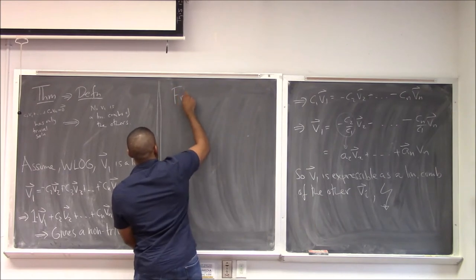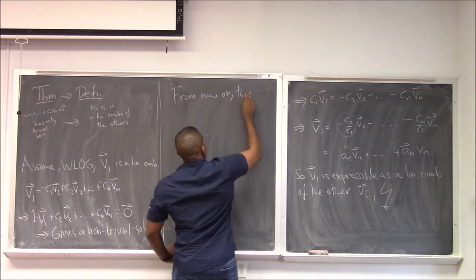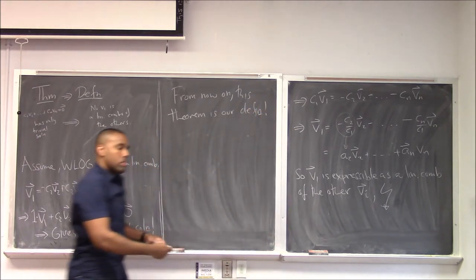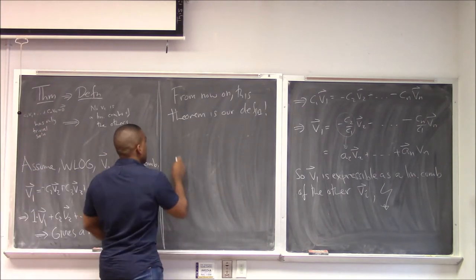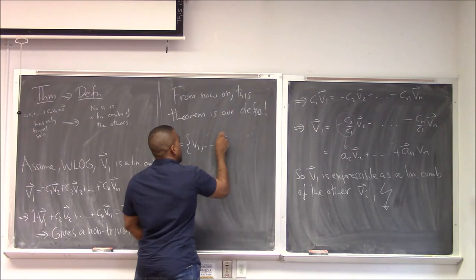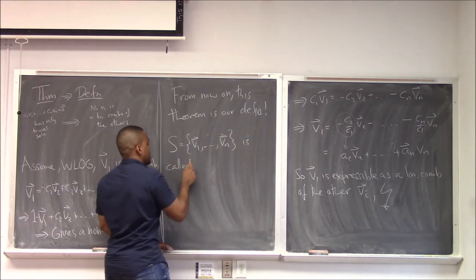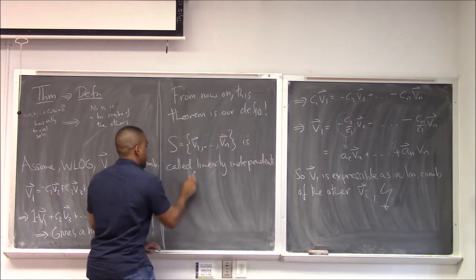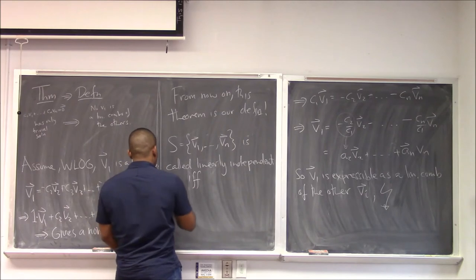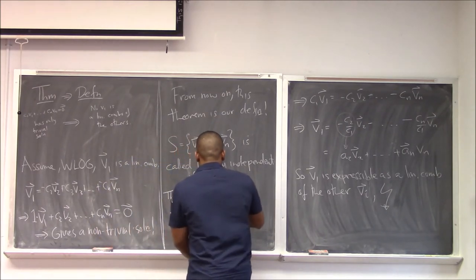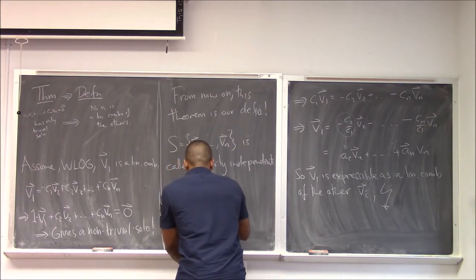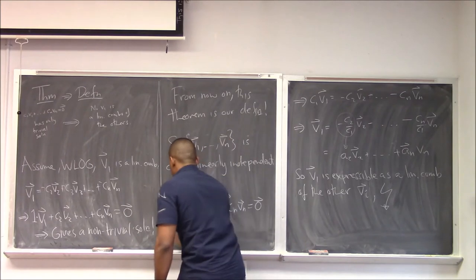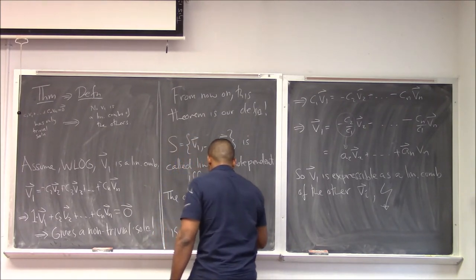So from now on, this is our definition. Of course, you can think about what it means, but I want you to take this as a definition. So S equals V1 through Vn is called linearly independent if and only if the only solution to C1 V1 plus ... plus Cn Vn equals zero is C1 equals C2 equals ... equals Cn equals zero.